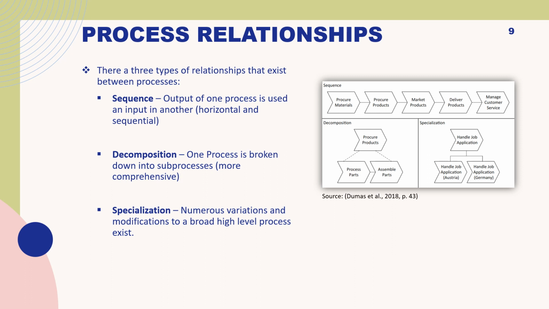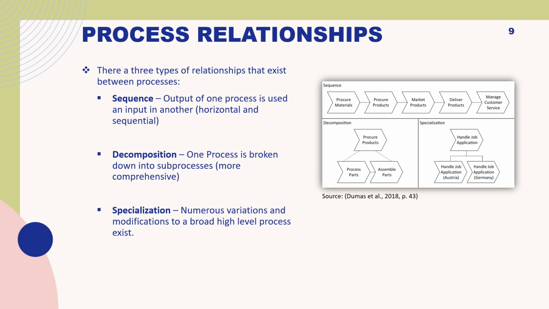The next relationship is decomposition, in which one process is broken down into one or more sub-processes, which are more comprehensive or more detailed. Decomposition is also referred to as a vertical or a hierarchical relationship. As we can see on the diagram on the right part of this slide, the process of procuring products is broken down into processing the parts and then assembling the parts.